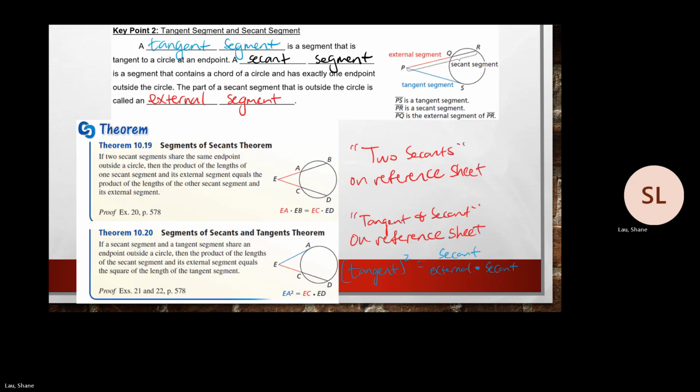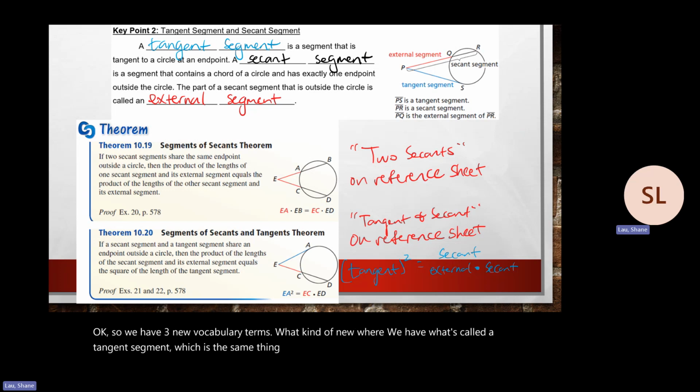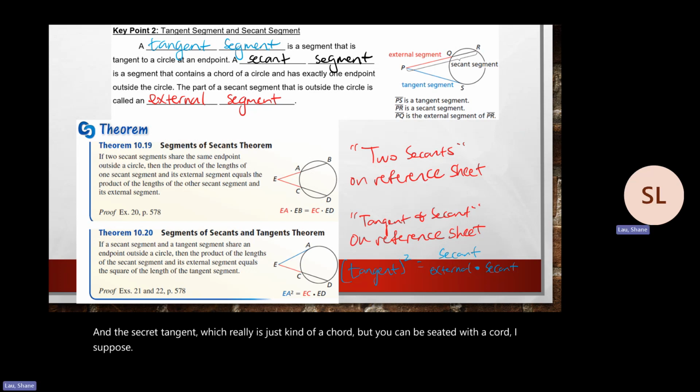Okay. Here we have our next key point 2. Okay. So we have 3 new vocabulary terms. Well, kind of new, where we have what's called a tangent segment, which is the same thing as a tangent, just with endpoints. And the secant segment, which really is just kind of a chord, but you can be secant with a chord, I suppose. And then we have the external segment. Okay, the external segment is the segment on the outside of the secant segment. Okay, so realistically speaking, tangent segment is an external segment, but we only associate it with the secant. Okay, so make sure that you know those 3 vocabulary terms, and I'm going to reference them as best as I can.